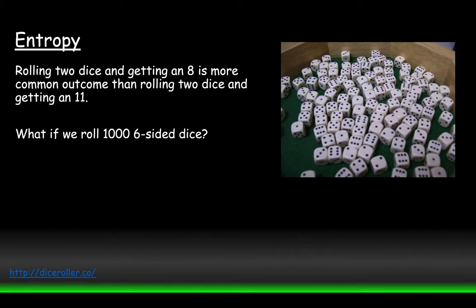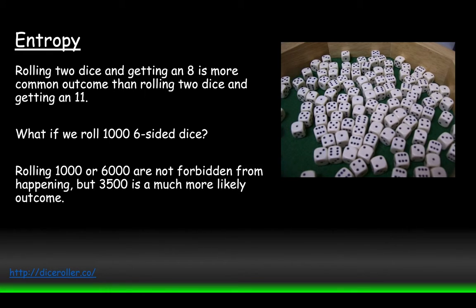With 1,000 dice, there are many, many more numbers and possible arrangements of dice to give those numbers. Now, there is no physical law forbidding a 1,000 or a 6,000 being rolled when you roll 1,000 six-sided dice, but rolling 1,000 is incredibly unlikely because every die you roll would have to fall on the number 1. And that, again, is not forbidden, it's just incredibly unlikely.